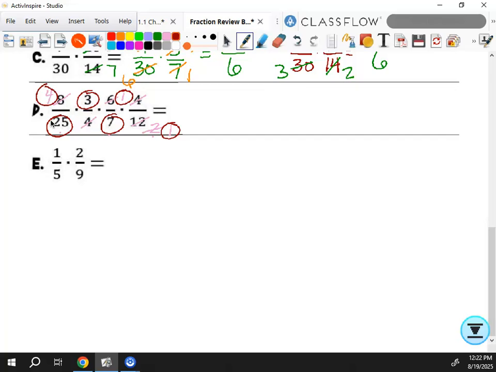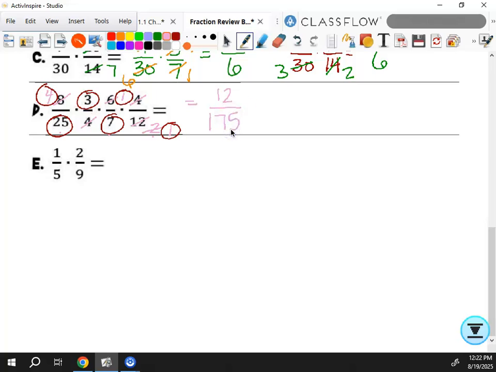So now when I multiply straight across, I'm going to get 4 times 3, which is 12. All right, then 7 times 25. If you're multiplying by 25s, think of money. You got 7 quarters. How much money you got? 175, exactly.